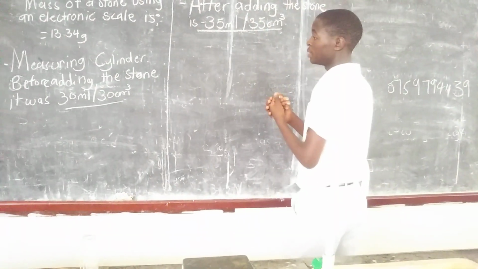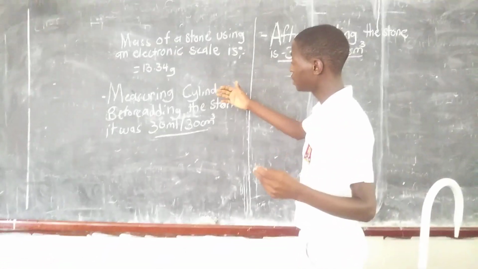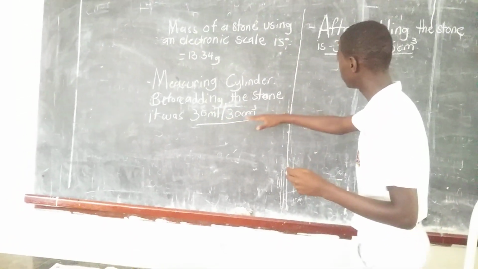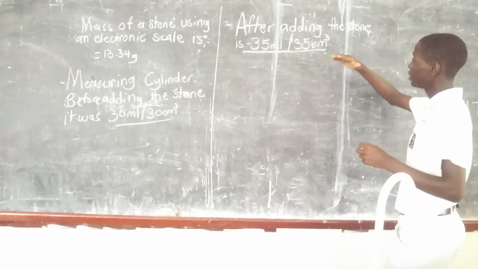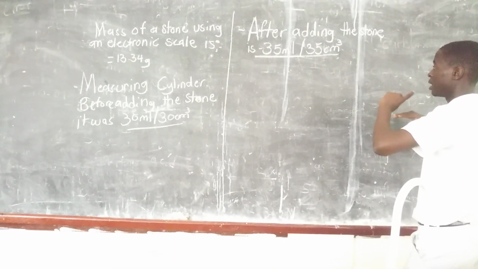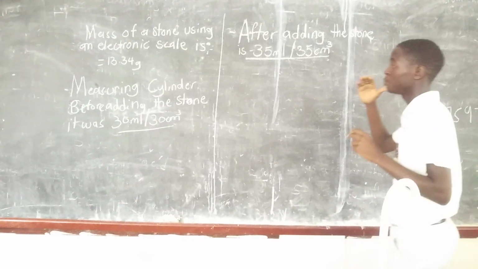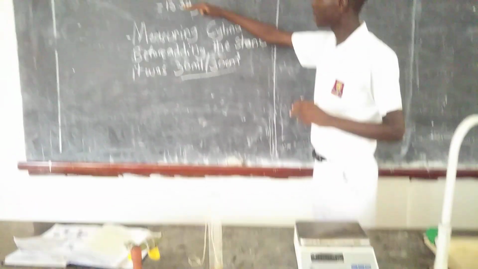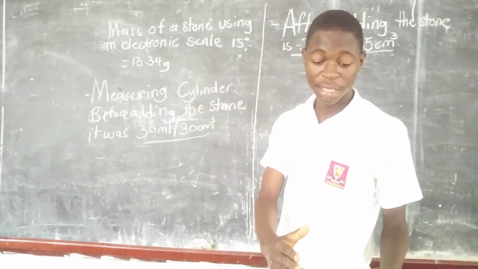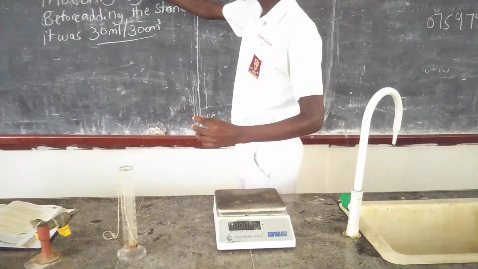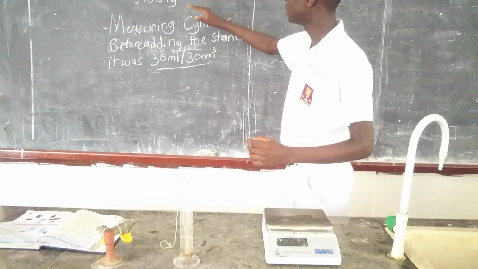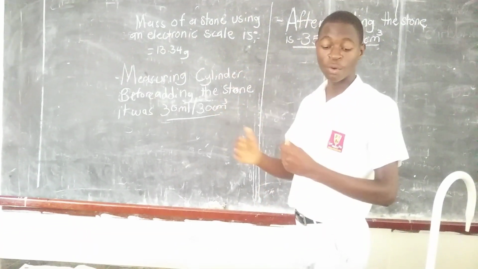So this is our reading. This was the reading before we added the stone, which was 30 milliliters. After adding the stone, the final reading became 35 milliliters or 35 centimeters cubed. We also saw that when we used our electronic scale, the mass of the stone was 13.34 grams.